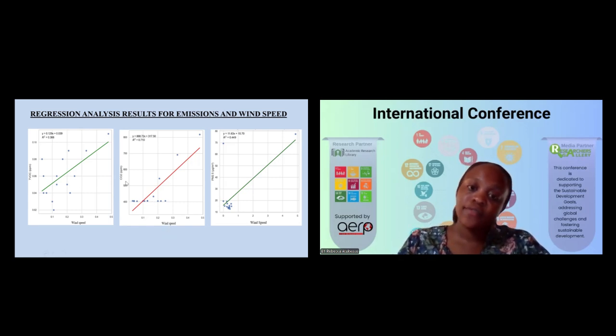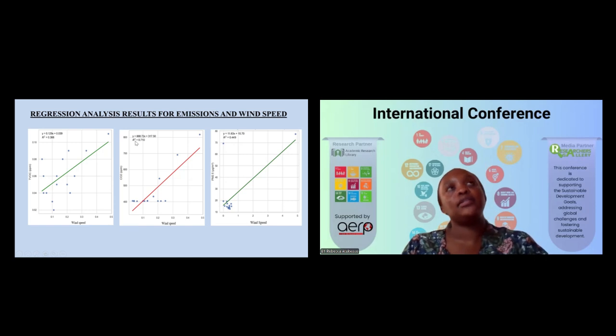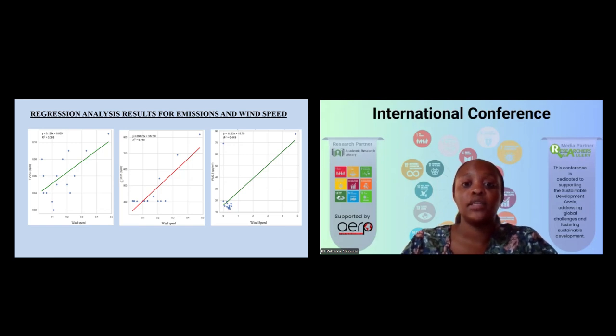In the second graph, the analysis between wind speed and carbon dioxide shows an R squared value of 71%, which showed that wind speed is responsible for 71% of the concentration of carbon dioxide in the atmosphere. And the regression analysis between wind speed and PM2.5 gave an R squared value of 0.449, which has a slightly significant influence on the particulate matter concentration in the atmosphere.